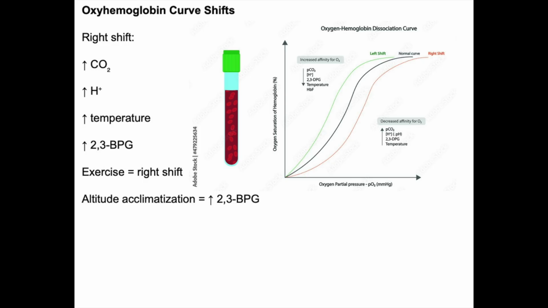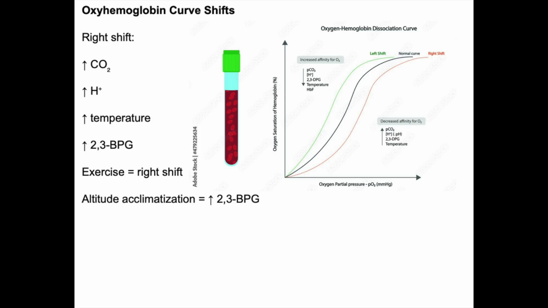So a right shift will occur with increased carbon dioxide, lower pH, or increased H ions, those are saying the same things, increased temperature, or increased 2,3-bisphosphoglycerate. This is the Bohr effect in action. So exercise produces all of these conditions, which makes physiological sense. Working tissues need oxygen unloaded efficiently.